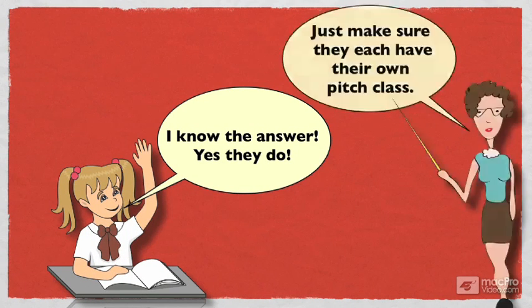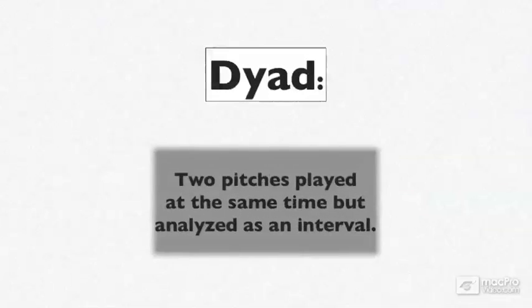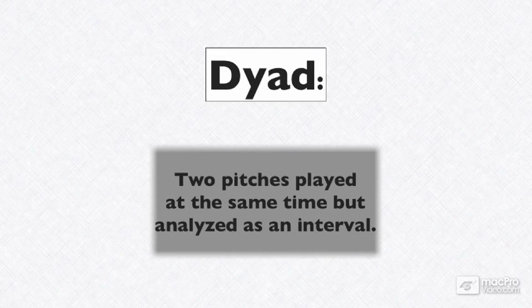And these two pitches should each have their own pitch class. In other words, they shouldn't simply be an octave apart. The reason I say it's a bit of a gray area is because two pitches, even played at the same time, are often analyzed as an interval rather than a chord. In these cases, they're thought of as dyads. Still though, in the right instance, two notes can be enough to imply a chord.